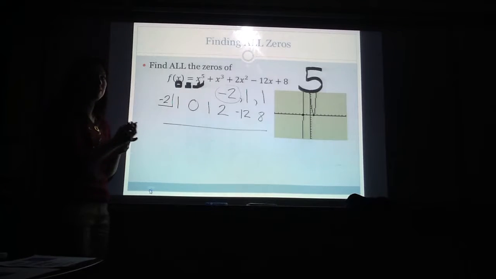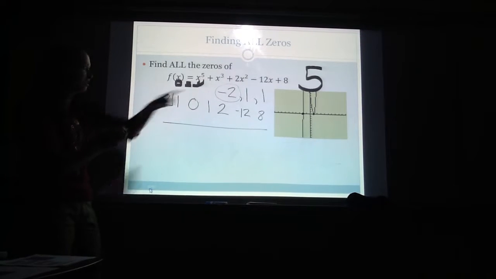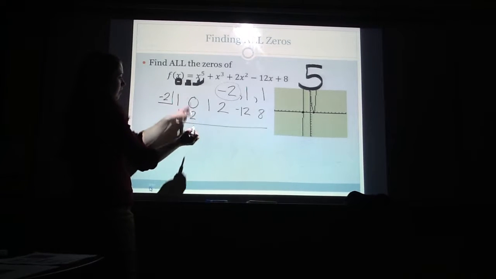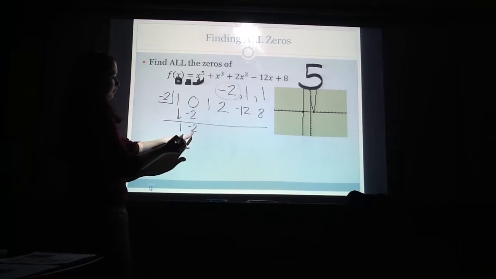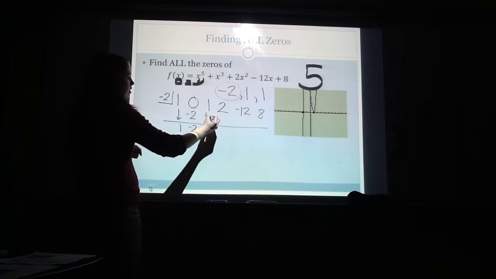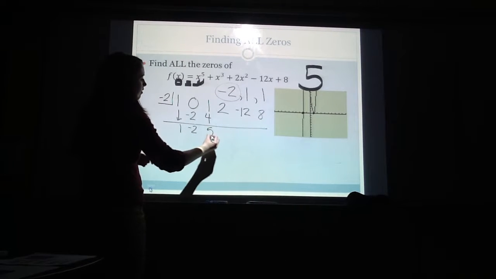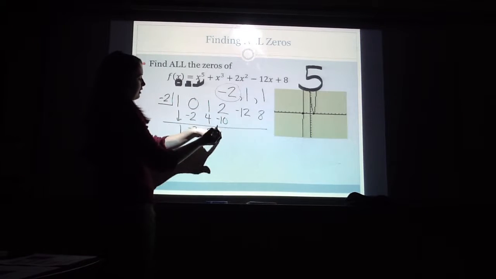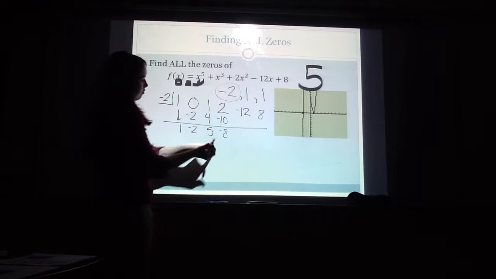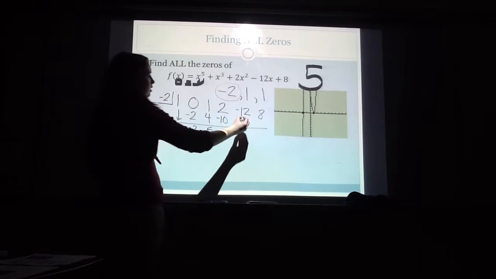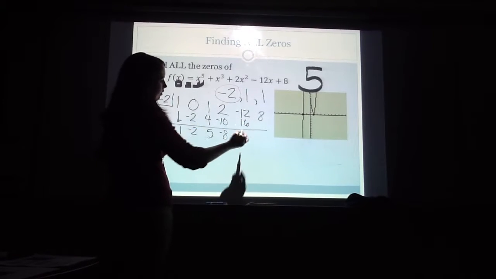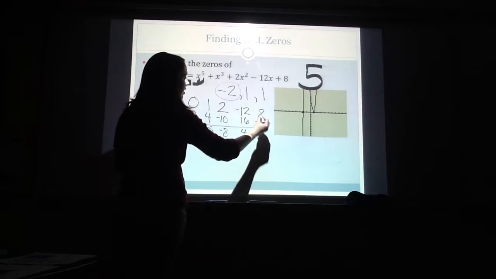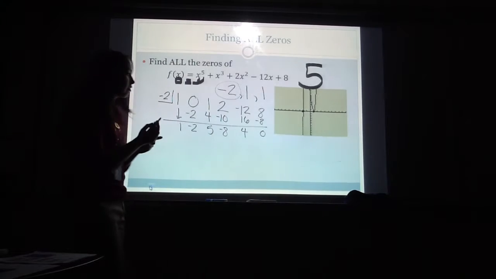And I should be getting a remainder of 0 because this is a 0. So I drop down the 1. 1 times -2 is -2. Add down, I get -2. Multiply, -2 times -2 is 4. Add down, we get 5. Multiply, 5 times -2 is -10. Add down, we get -8. Multiply, -8 times -2 is 16. Add down, we get 4. Multiply, 4 times -2 is -8. Add down, we get 0.